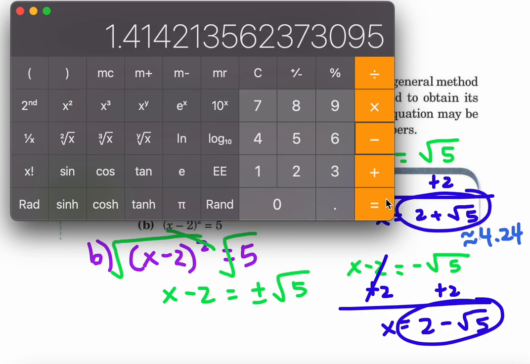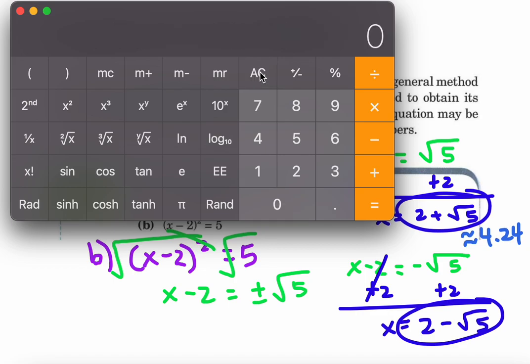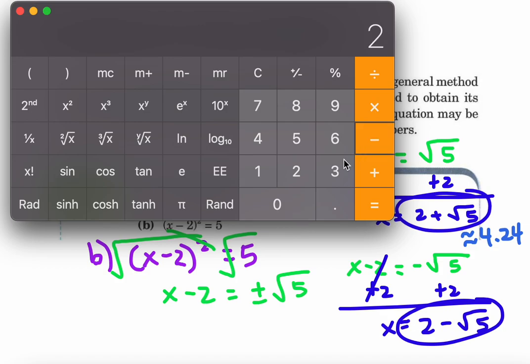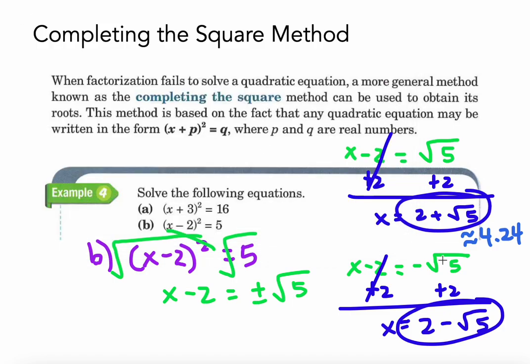Square root of 5, oops, I didn't even put square root of. All right, square root of 5 is this. 2 minus that. 2 minus 2.236, how about that? It's going to be rounded anyways, negative 0.236, negative 0.24, okay.